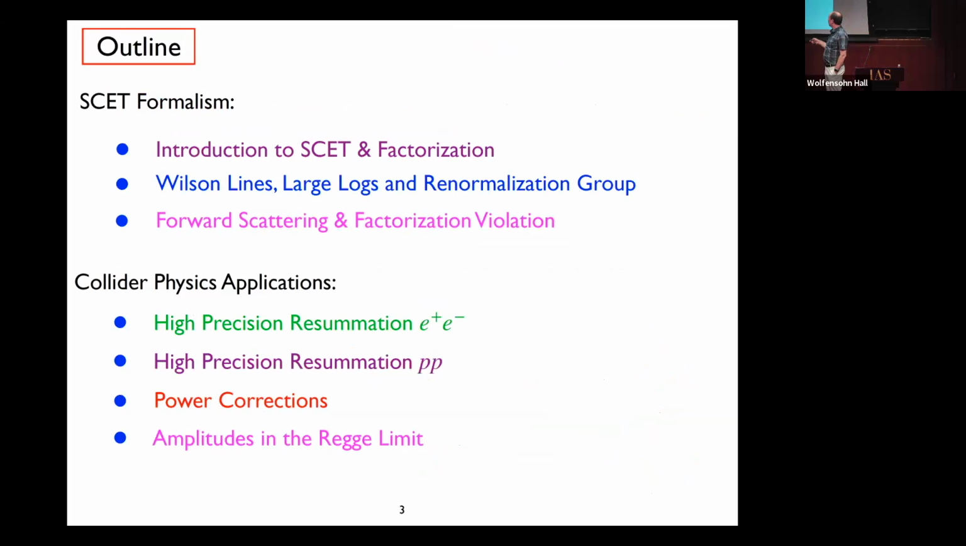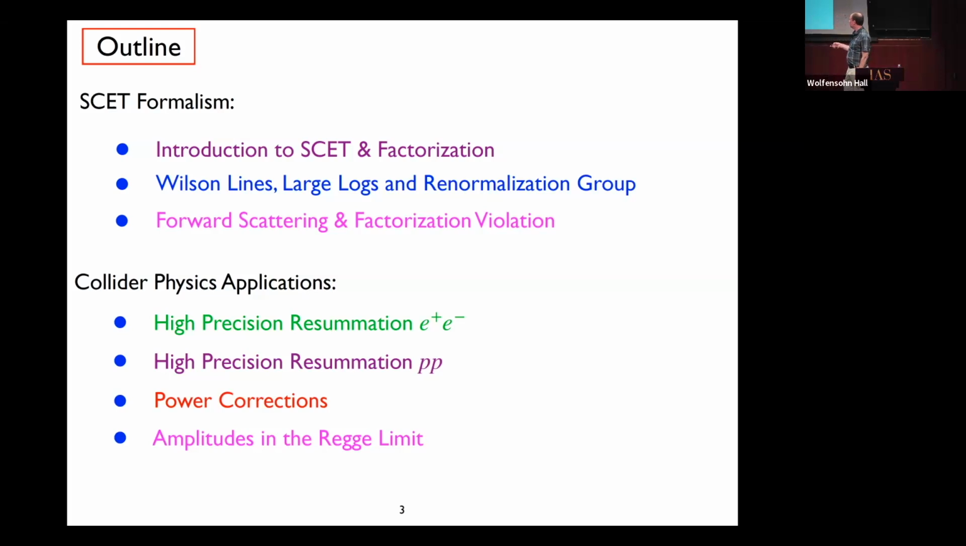So here's the outline. We'll talk about an introduction to soft collinear effective theory, some of its main ingredients, and this will just be by way of getting everybody on the same page. I'm assuming some people have never seen it before. So I'll try to do this in pictures. And then we'll talk about some applications.